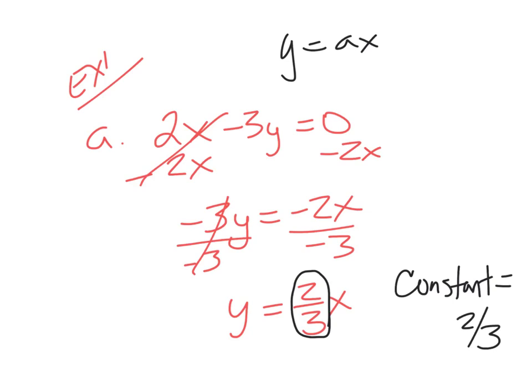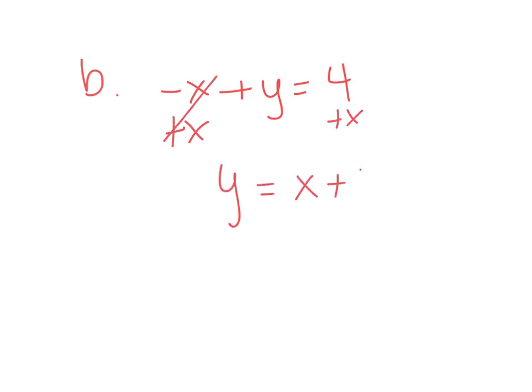All right, let's look at the next one. Example 1, but this is letter B. We have negative x plus y equals 4. So we've got to solve for y, so I'm going to add the x. So I get y equals x plus 4, correct? Is that direct variation? No, because you have this random plus 4 at the end. If you ever have a plus 4 or a minus 4 or anything on the end, automatically you know it's not going to work. So you just say not direct variation.